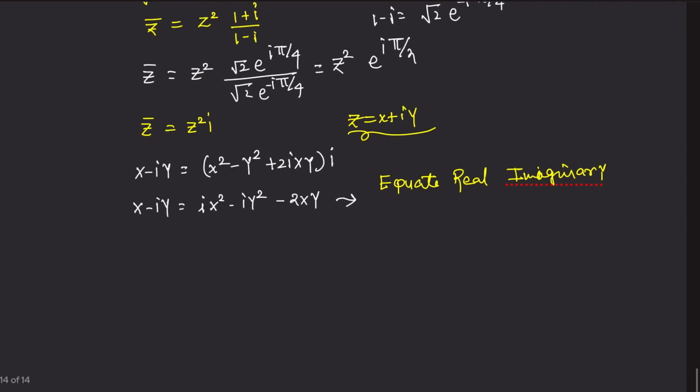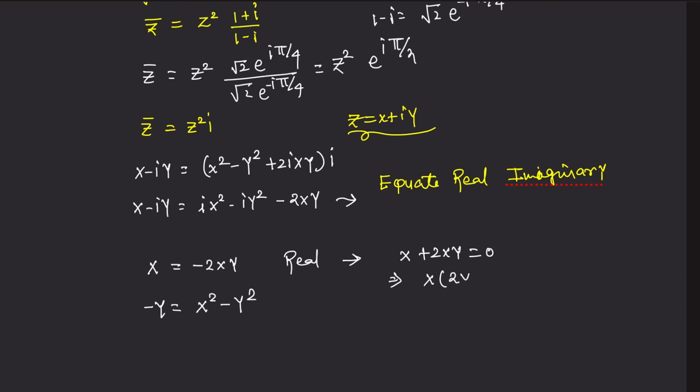So equate real and imaginary parts. The real part is x equals minus 2xy, and the imaginary part is minus y equals x square minus y square. Now we can find the values of x and y for which these two equations are satisfied. These are the distinct values we could possibly get. First, in equation 1 we transform this to x plus 2xy equals 0, which gives x times (2y plus 1) equals 0.